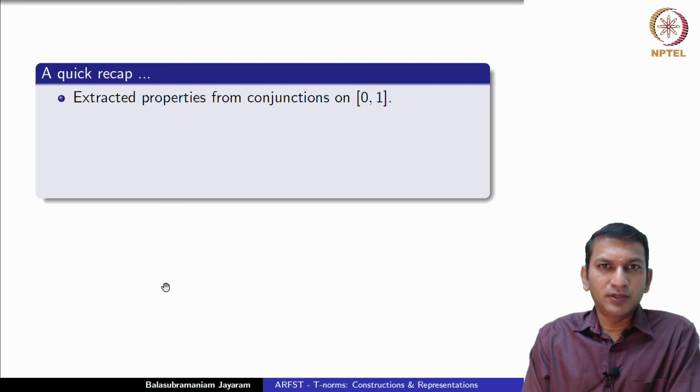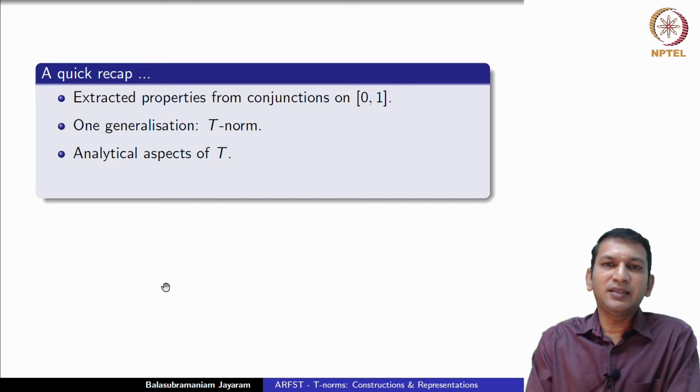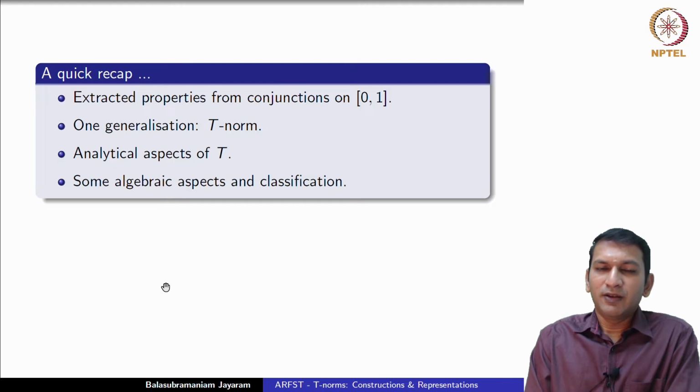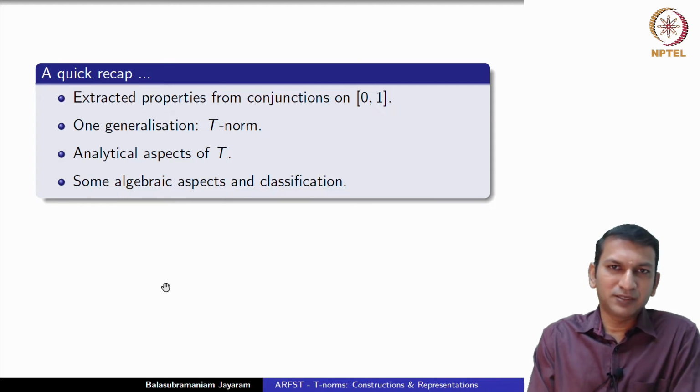In the lectures so far this week, we have seen one particular generalization of fuzzy conjunction to what we call a triangular norm, or in brief T-norm. We have also seen some different types of continuities that we can impose on the set of T-norms. We have also seen some algebraic aspects both at the elemental level with respect to a T-norm and also at the level of a function. And using this, we have been able to give some kind of a classification of T-norms into some subclasses.